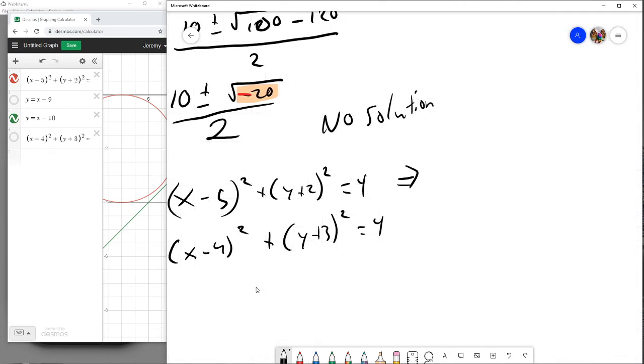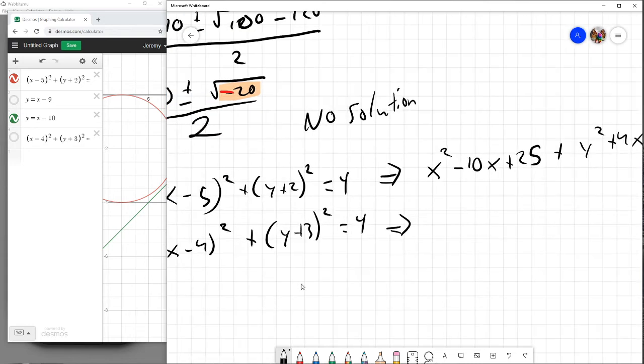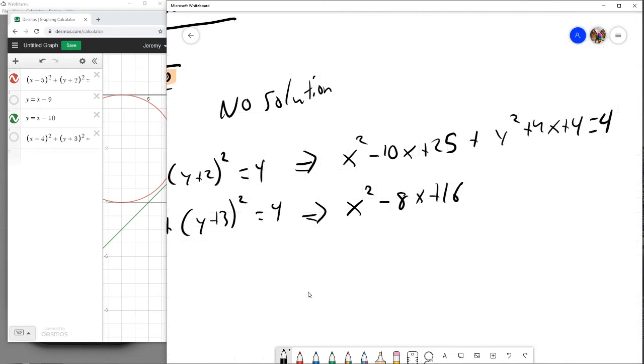So the top is going to give you x squared minus 10x plus 25. And then the next one is going to be plus y squared plus 4y plus 4 is equal to 4. The bottom one is going to become x squared minus 8x plus 16, and then we have plus y squared plus 6y plus 9 is equal to 4.